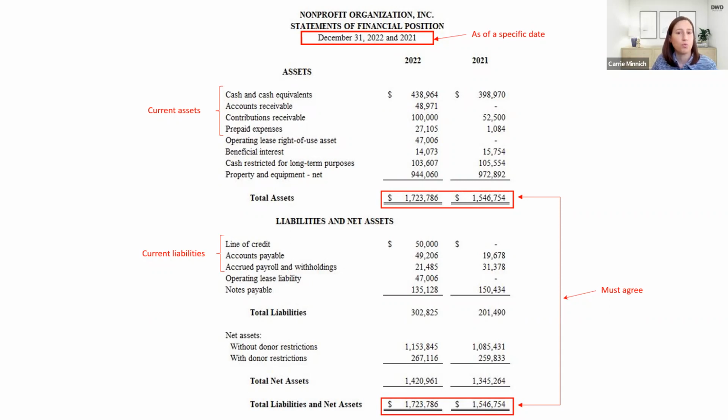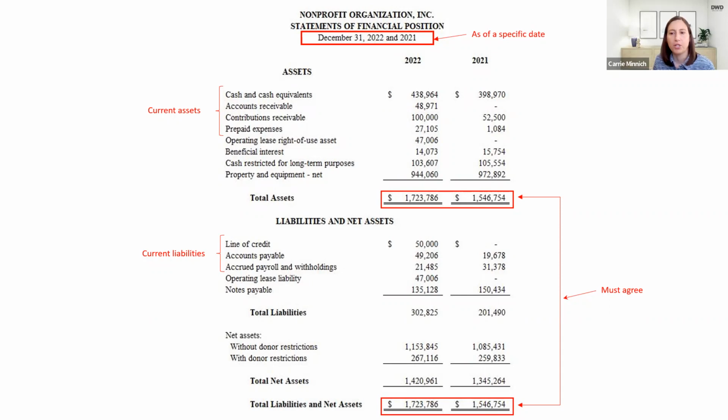Accrued payroll and withholdings, we want to make sure that that is comparable to last year. If that goes up, why? Because we do not want to get behind on paying our payroll taxes. The IRS does not like it when they do not get paid for their payroll taxes. So we want to make sure that we are paying those timely. So watch that balance, make sure we're paying in our payroll taxes when they should be.